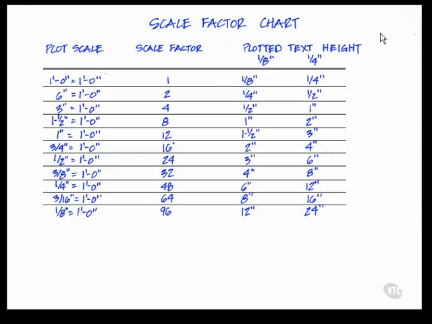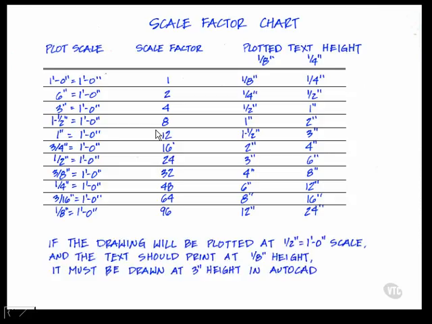So then, with all this information shown here, what are we looking at? Let's take, for example, 1/2 inch equals a foot. I've indicated that if the drawing will be plotted at 1/2 inch equals a foot scale, and the text should print at an 1/8 inch height, then in AutoCAD it must be drawn at a 3-inch height. Basically, what we are talking about here is one of these scales, 1/2 inch equals a foot. The scale factor is 24.